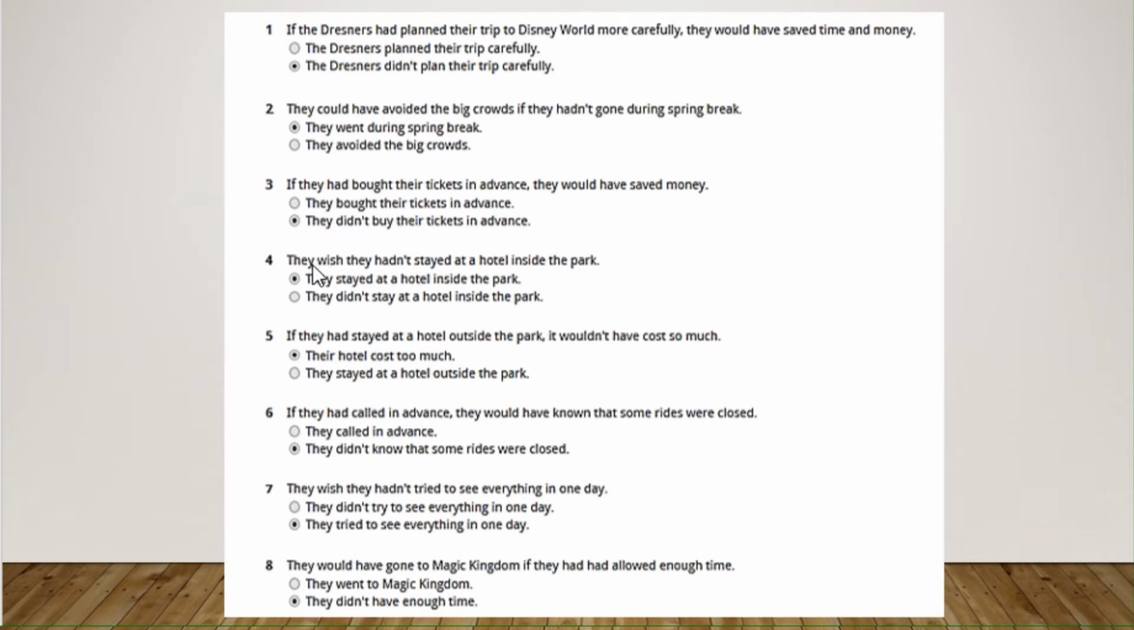Just analyze the sentence. They wish they hadn't stayed at the hotel inside the park. This is the other structure possible. Here we have the if and the result, but here we are just showing the wish. Remember, we start with the person that is wishing. Then we have the wish and the person or thing that will receive the wish. In this case, it is the same, right? They. So they wish they hadn't stayed. If it's they hadn't stayed at the hotel, it means that they did it, right? The hotel inside the park.